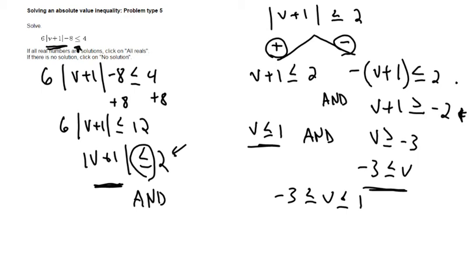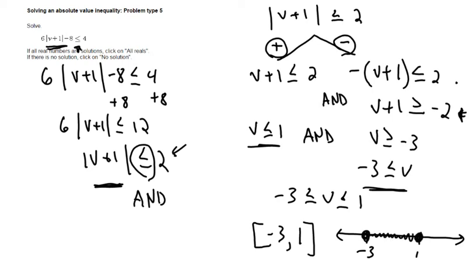If we were to represent this as an interval, it starts with negative 3, includes negative 3, so we have the square bracket, and it goes to 1, and it includes 1, so we have a square bracket. Graphing this on the number line, negative 3 is here, 1 is here. It includes negative 3. It includes 1. And it contains all the numbers in between. And so that's our solution expressed 3 different ways.